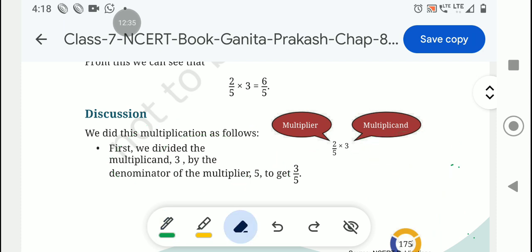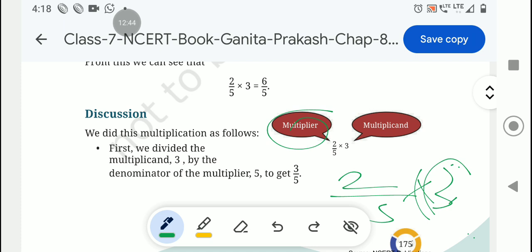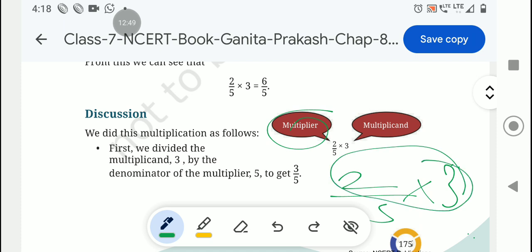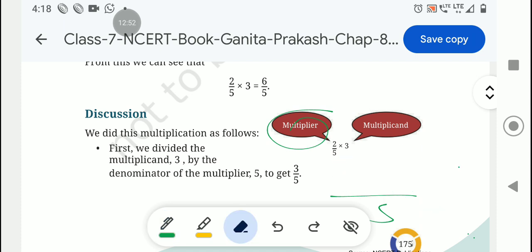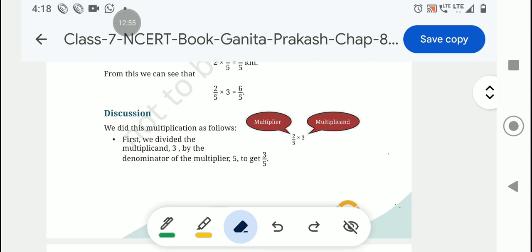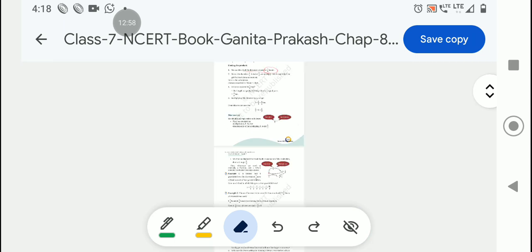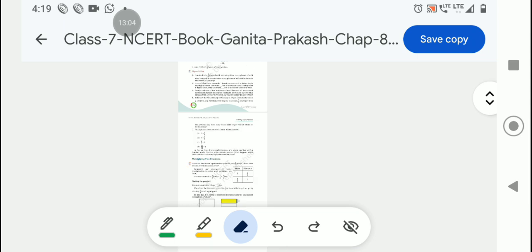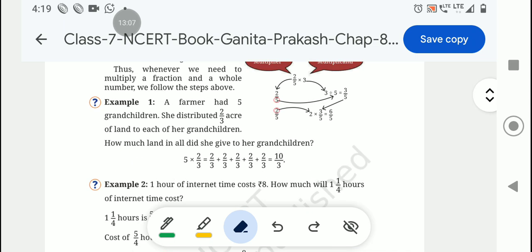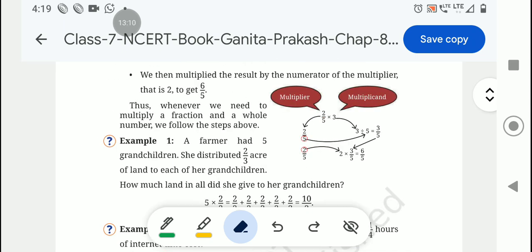So 2 is the multiplier here. Why? Because 3 is the multiplicand, since with this 3 only you are multiplying by 2. So 2 is the multiplier and 3 is the multiplicand. This you have to keep in your mind. So this is what I explained in a short way, which they have given in a big explanation. Okay, we'll go for next.